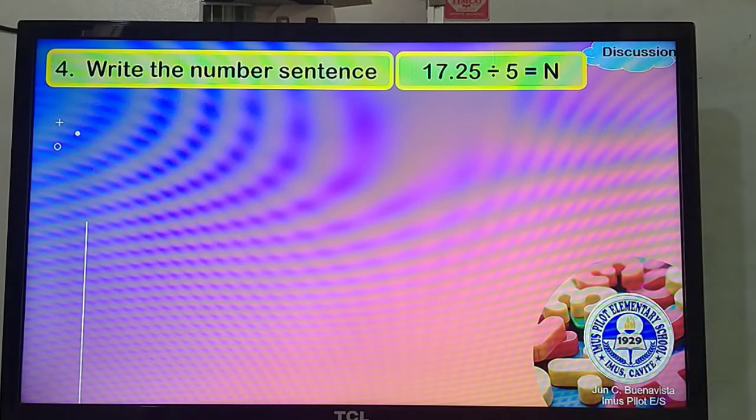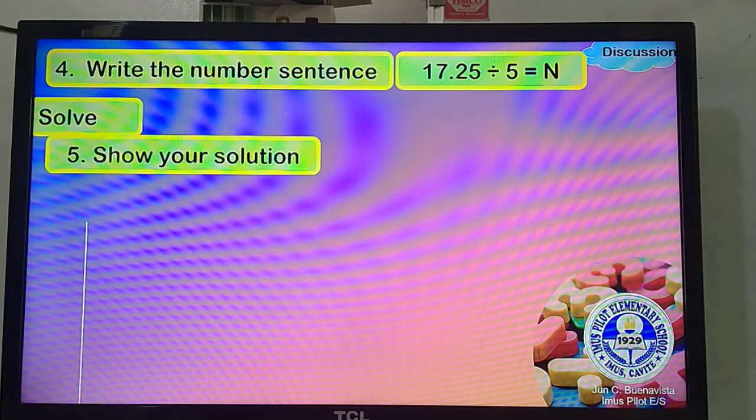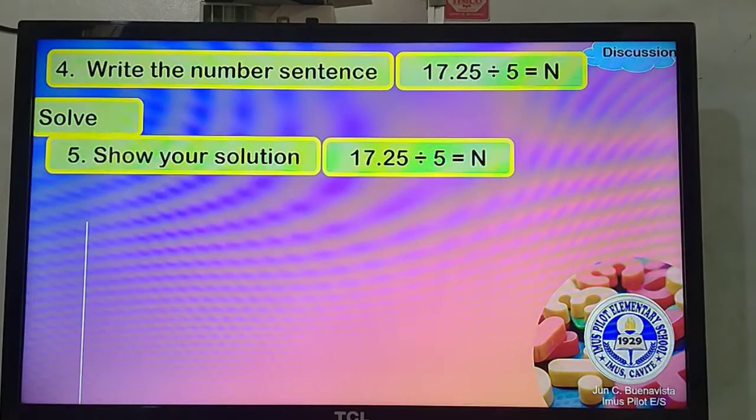If we have that number sentence, you can now solve. In solving the problem, you are going to show your solution. Ano ba ang ginamit nating solution? Siyempre, nag-divide tayo. So we are going to divide 17 and 25 hundredths divided by 5 equals n. Now we are going to give the value of n.